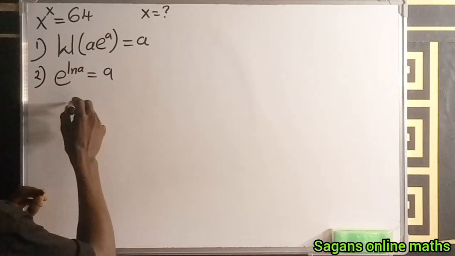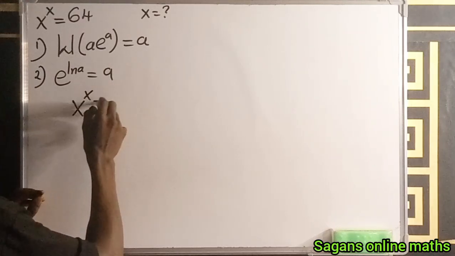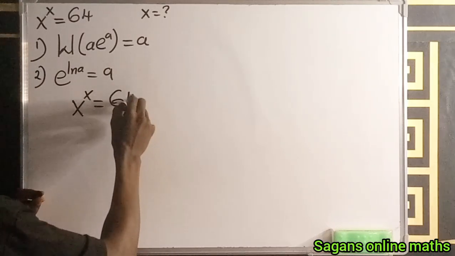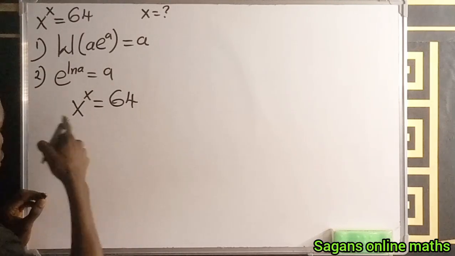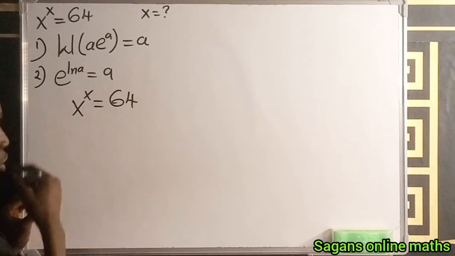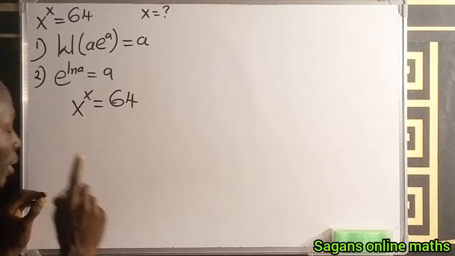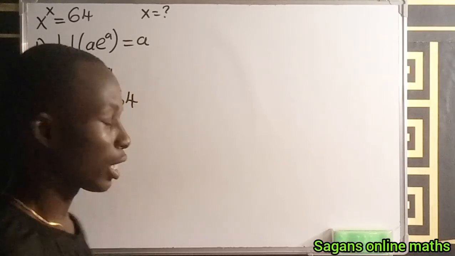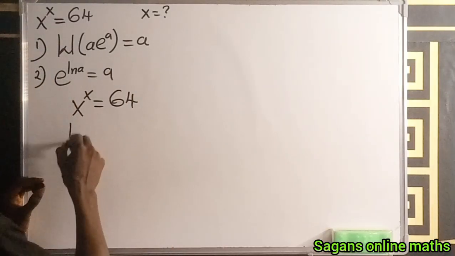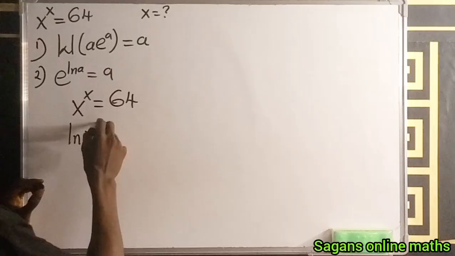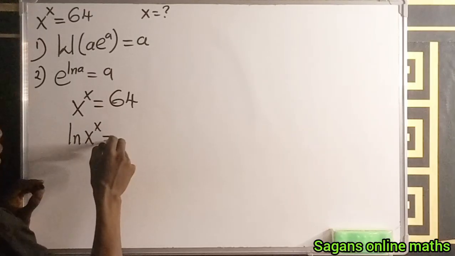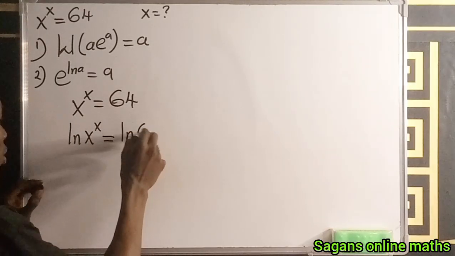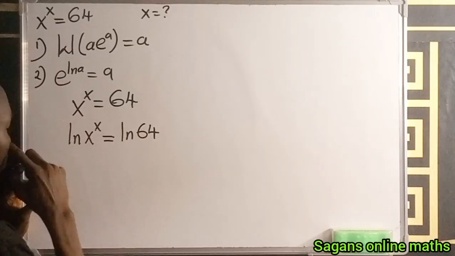Now our question is x to the power of x equals 64. Now, how are we going to know the value of x given this equation? Our first step is to take the natural logarithm of both sides. So we'll take ln of x to the power of x equals ln 64.